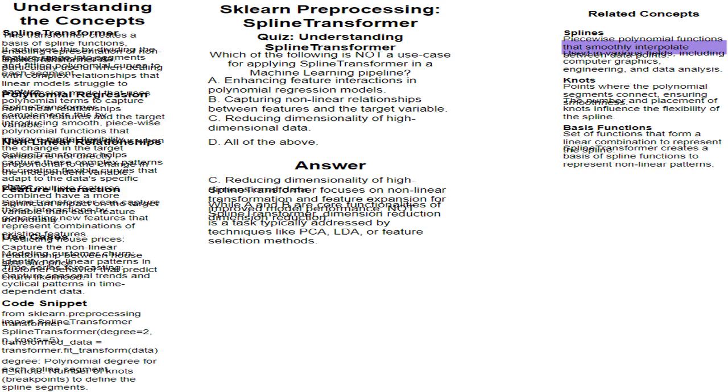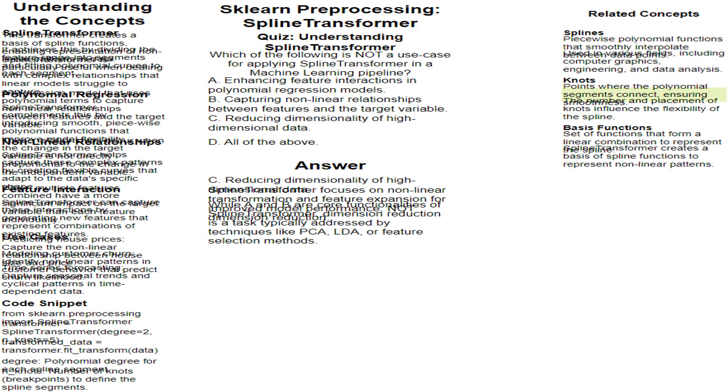Piecewise polynomial functions that smoothly interpolate between data points. Splines are piecewise polynomial functions that are used to represent curves. They are particularly useful for interpolating between data points, creating a smooth curve that passes through all the points. They are used in various fields, including computer graphics, engineering, and data analysis. Spline transformer utilizes splines to create a flexible representation of nonlinear patterns in data.